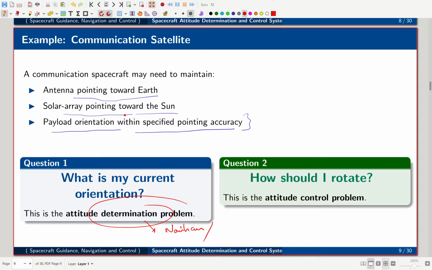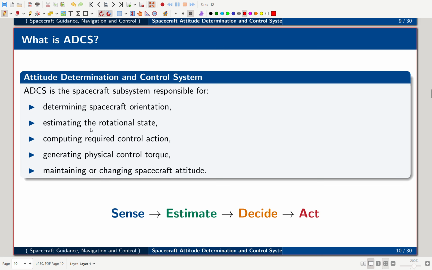So all this part deals with the navigation, right? So how should I rotate? How should I rotate? This is the attitude control problem, right? So attitude determination and control system.